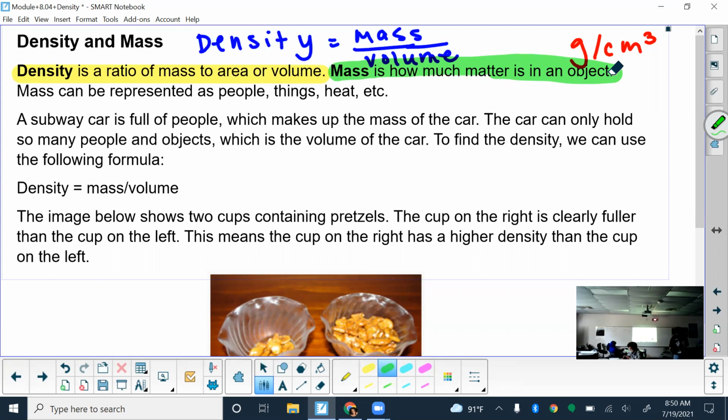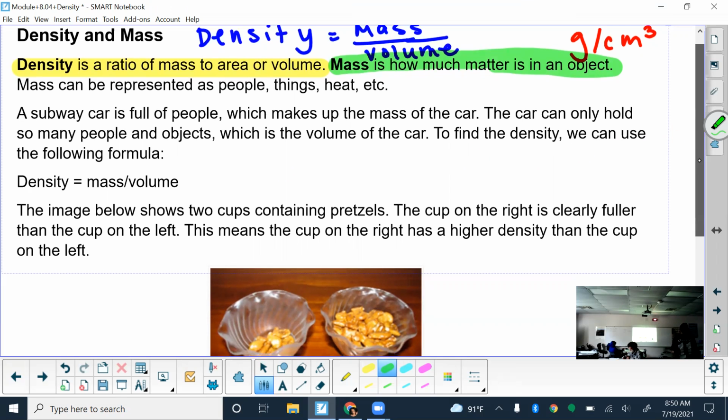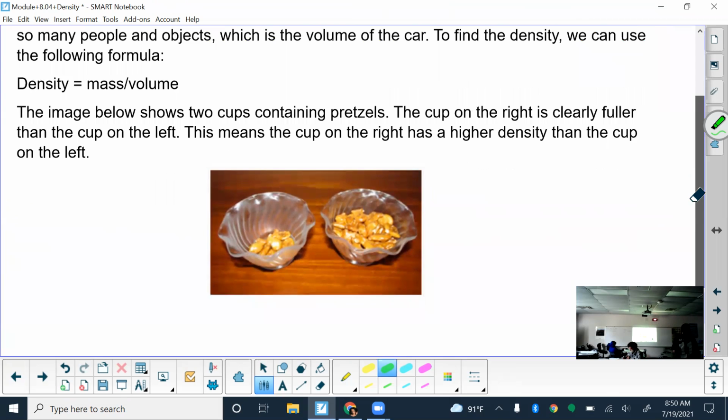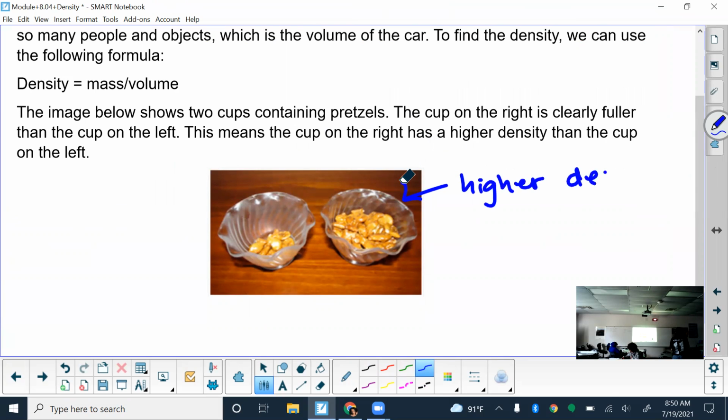Here's an image below, shows 2 cups containing pretzels. The cup on the right is clearly more full than the cup on the left. This means the cup on the right has a higher density than the cup on the left.